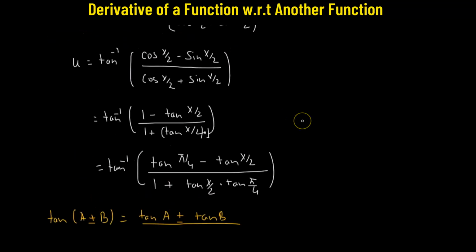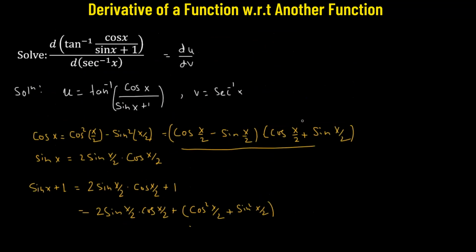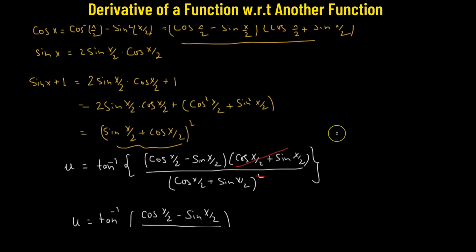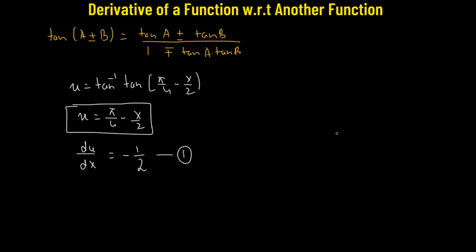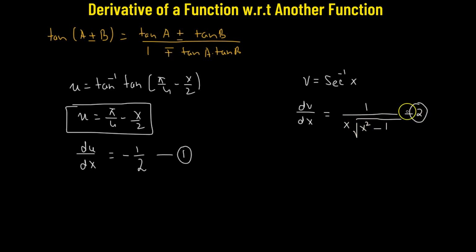Now we will go back to our expression for v. So v is given by secant inverse of x. We'll take the derivative of v with respect to x, and this is a standard formula, which is 1 divided by x multiplied by the square root of x squared minus 1. Let's label this as number 2.